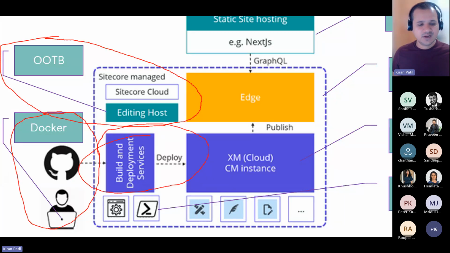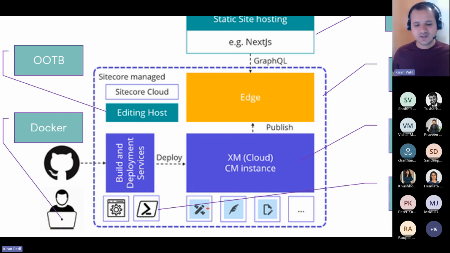XM Cloud provides build and deployment services, which you can use via the Portal, or you can also use the CLI, and then you can deploy your code, which gets deployed in XM Cloud, which is your CM instance, and then it has a lot of editors like Pages and various editors, and then when you publish, it goes to Edge, which is, think of it as a CDN for your published content, and it automatically scales.